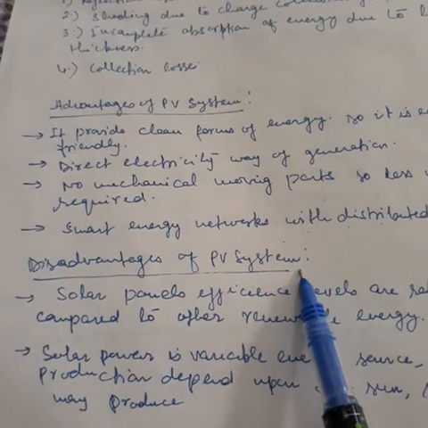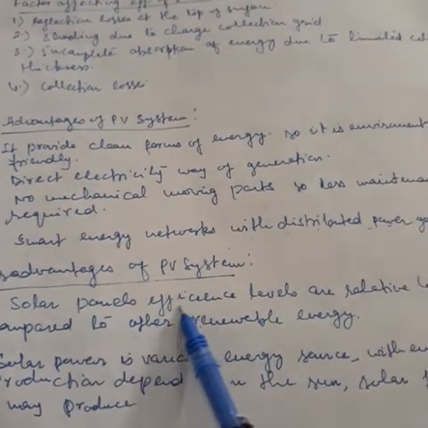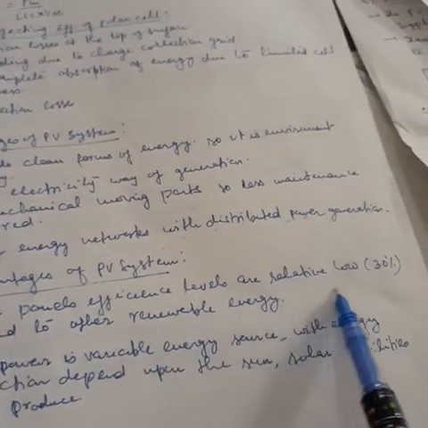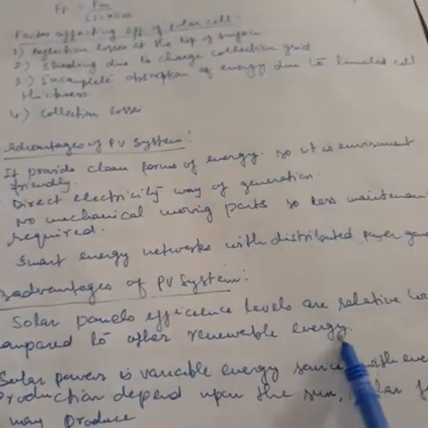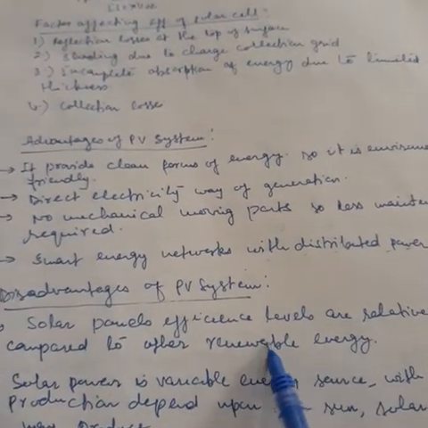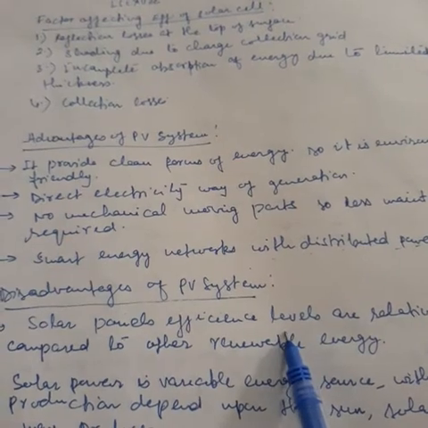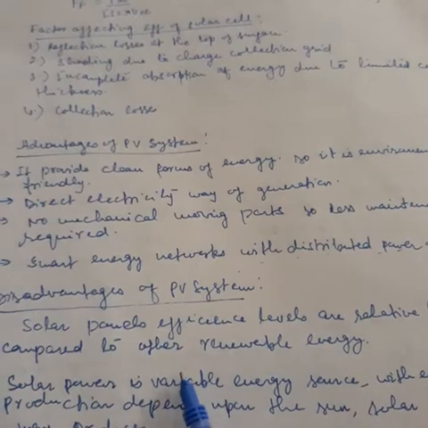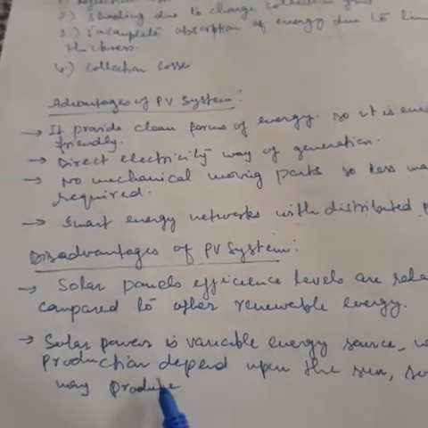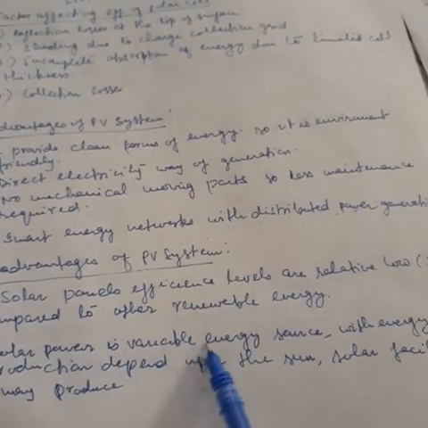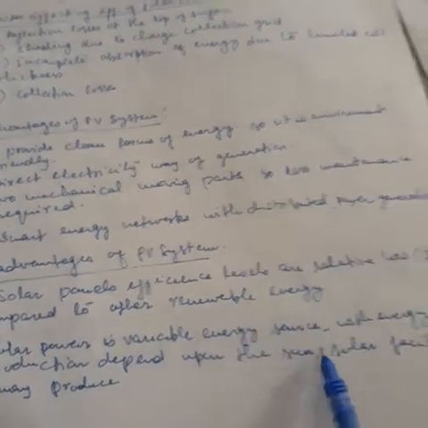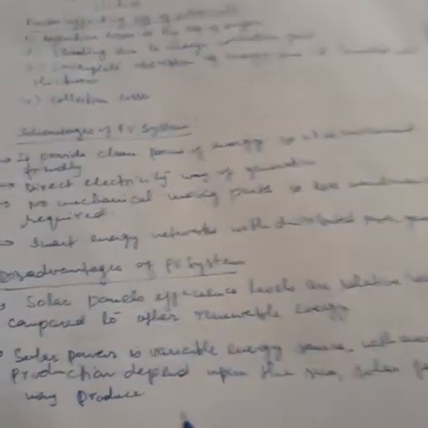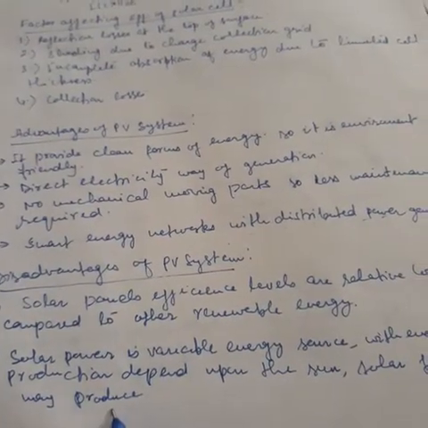Now there are some disadvantages of the PV system, that is the solar energy system. The solar panel efficiency levels are relatively low, around 30% compared to other relevant renewable energy. यहाँ से जो efficiency हमें मिलती है सोलर से वो 30% नियर अबाउट मिलती है, and this is as compared to other renewable energy. Second one is that solar power is a variable energy source, with energy production depending upon the sun, in solar facilities.